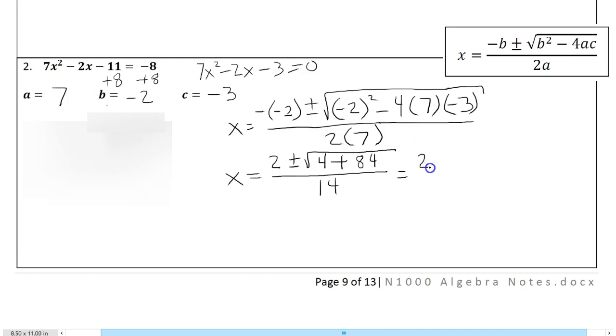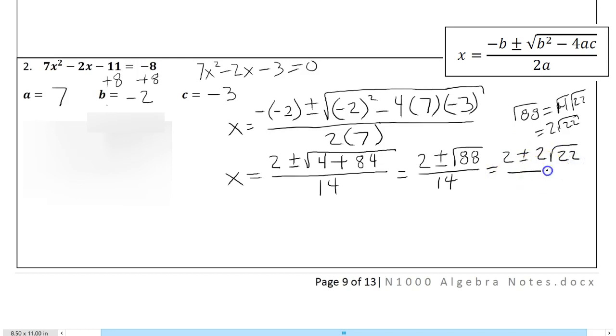We now have 2 plus or minus the square root of 88 divided by 14. We can simplify this first by simplifying the square root. The square root of 88 can be simplified to the square root of 4 times the square root of 22, which in turn can be simplified to 2 times the square root of 22. We now have 2 plus or minus 2 times the square root of 22 over 14.